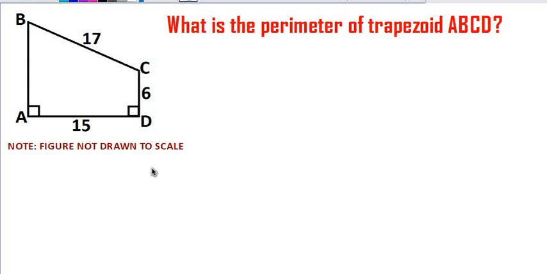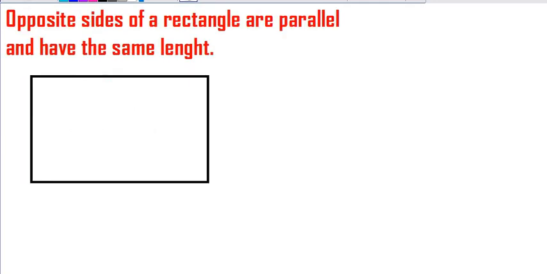We are going to find the perimeter of this trapezoid ABCD. In order to solve this question, we need to know two pieces of information, so let's start with them first. The first one: opposite sides of a rectangle are parallel and have the same length.